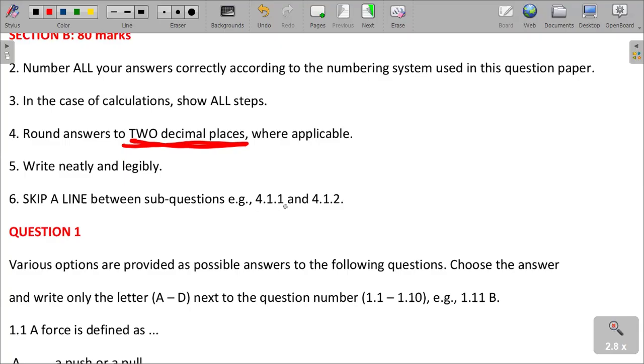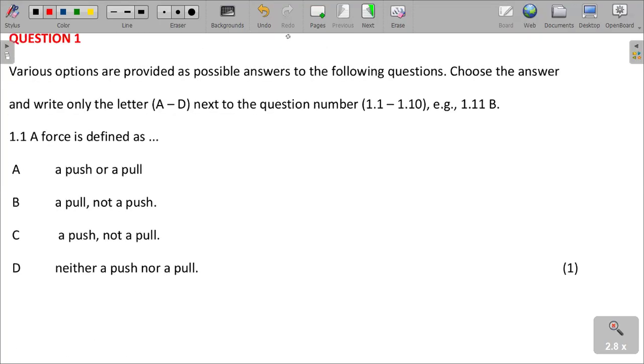Skip a line between subsections. As you can see, 4.1.1 and 4.1.2. You are always reminded to skip a line. So without wasting any time, let's go straight to the questions that are given here. Question 1.1: a force is defined as dash.